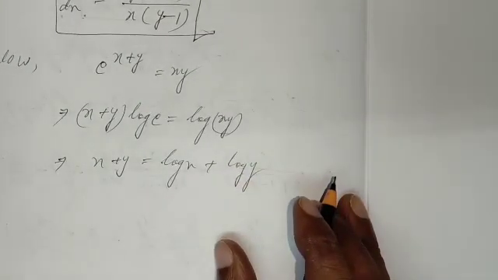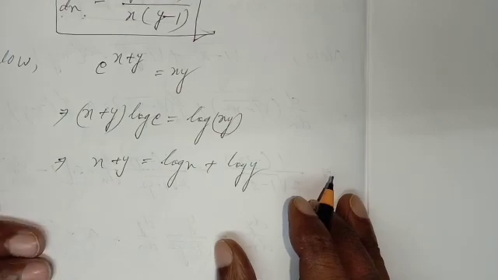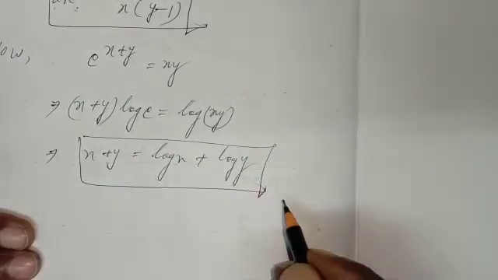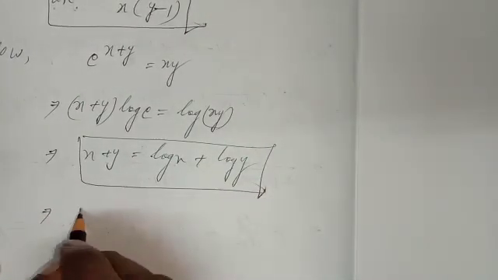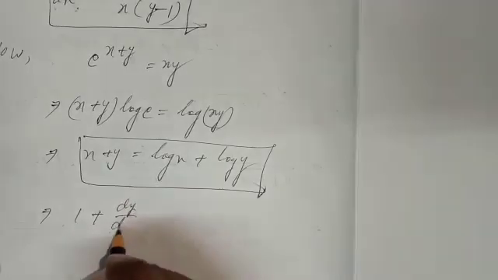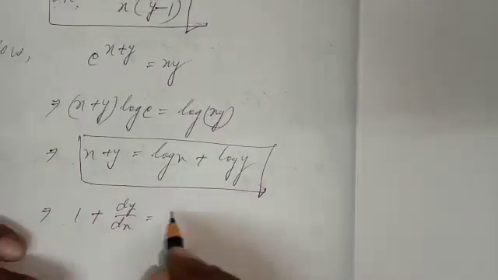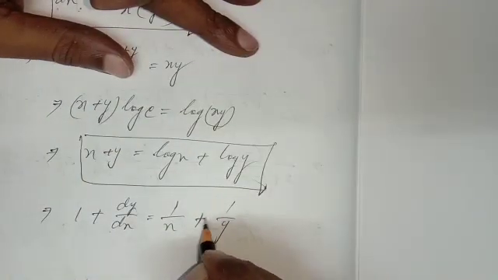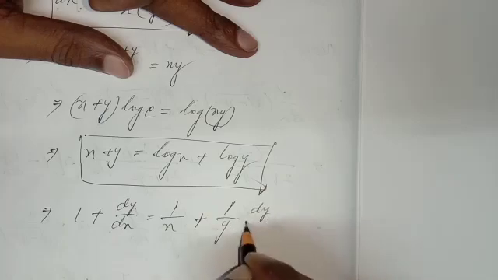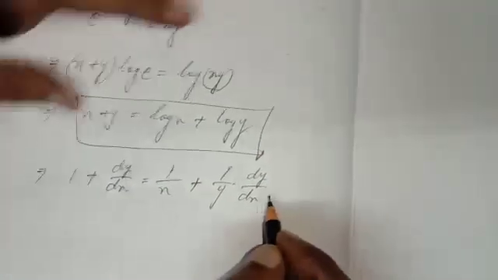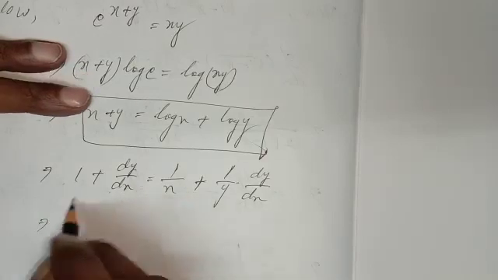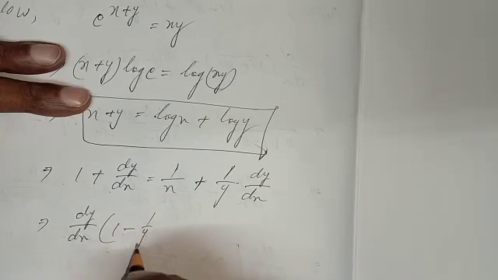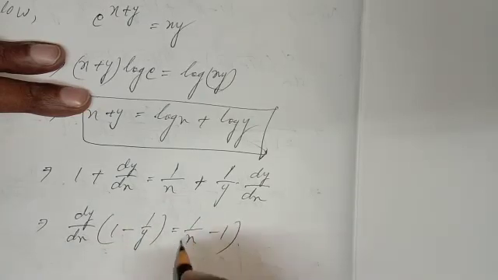Okay. After that, you have to differentiate both sides with respect to x. What will you get? The derivative of x is 1, the derivative of y is dy/dx. What is the derivative of log x? That is 1 by x. The derivative of log y is 1 by y into dy/dx. Also, bring the dy/dx related terms to one side, taking dy/dx common: 1 minus 1 by y is equal to 1 by x minus 1.